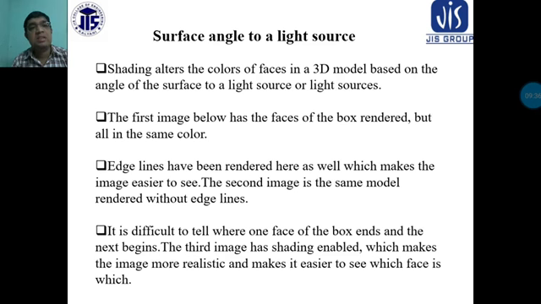The second image is the same model rendered without edge lines. Edge lines make the image easier to see. Without them, it is difficult to tell where one face of the box ends and the next begins.